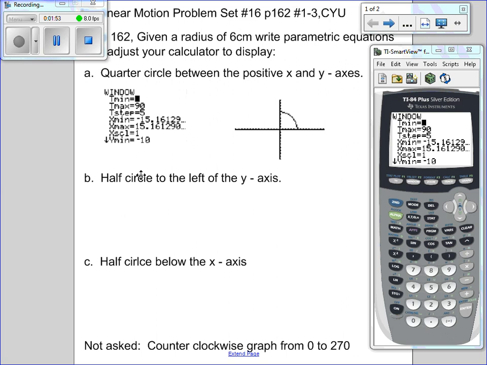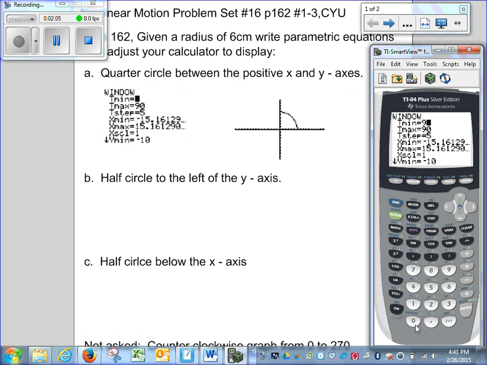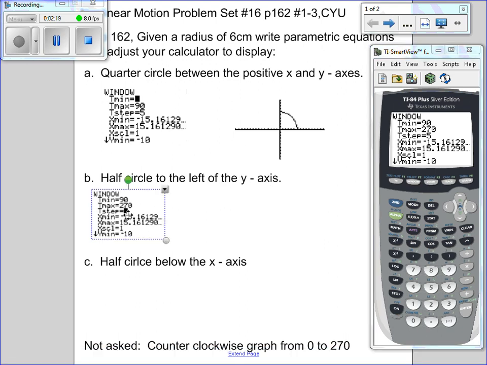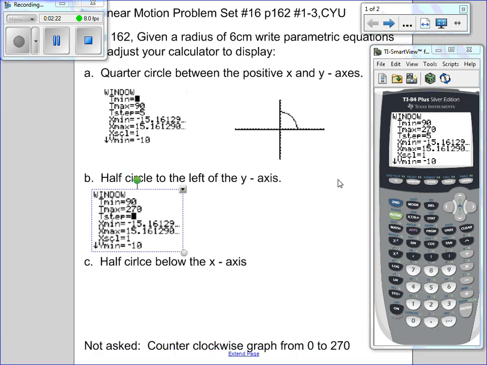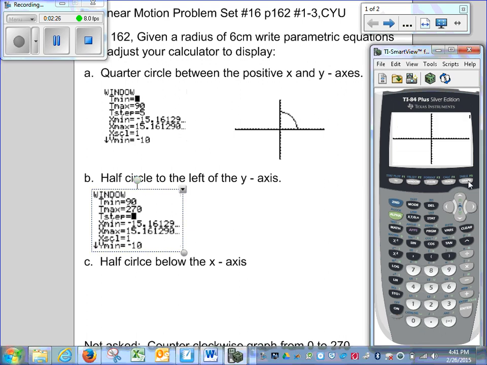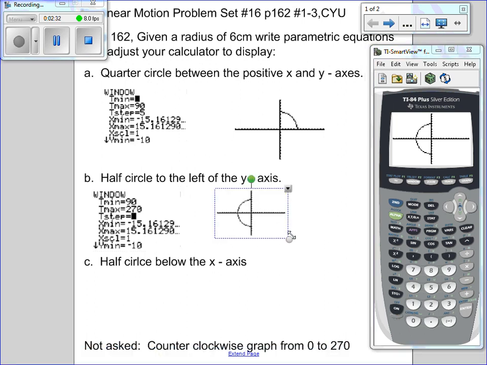Now for part B, it says a half circle to the left of the y-axis. So that's going to be a half circle that's over in this part of our coordinate plane. That means our t is actually going to start at 90 degrees, and we're going to go up to 270 degrees, and again step 5. Hopefully this is going to work. I'm going to presume it's going to work by putting the window measurements already over here. And let's look at the graph. Hey, fantastic. We got a graph that looks like it was supposed to, to the left of the y-axis.